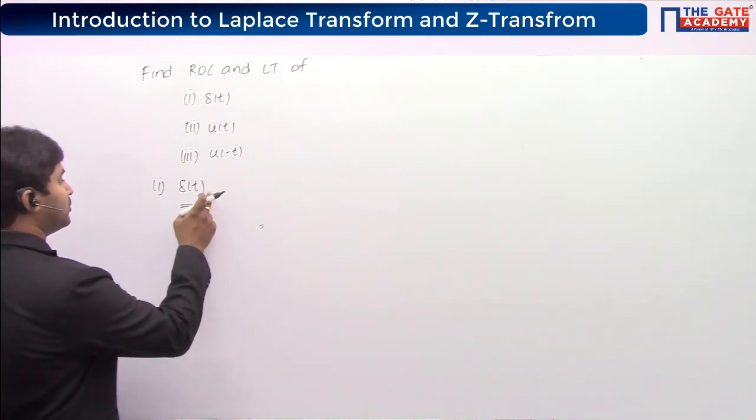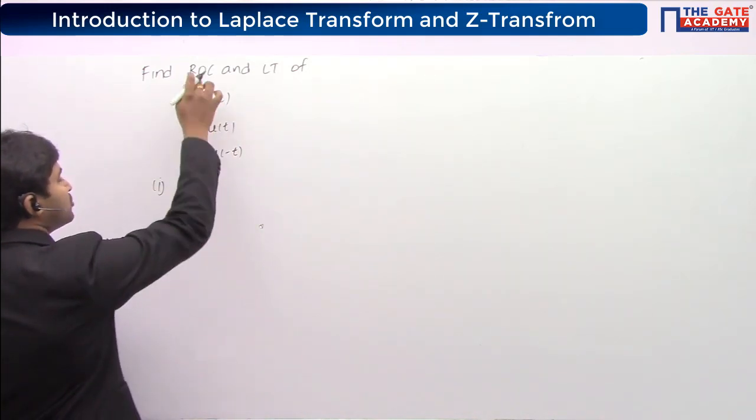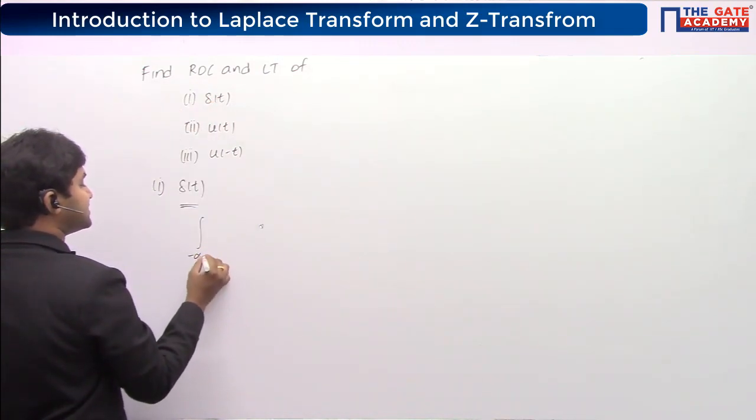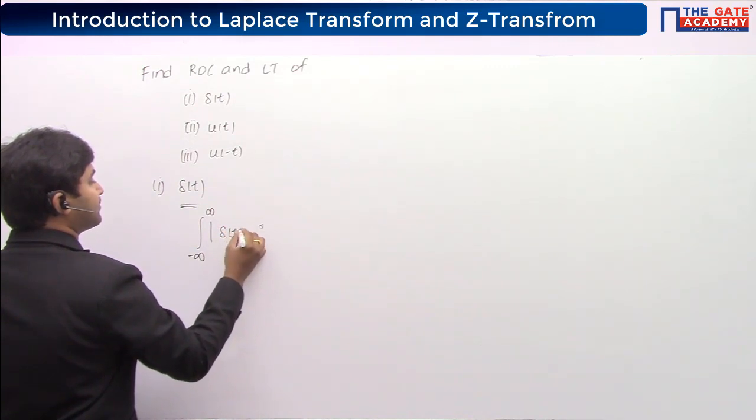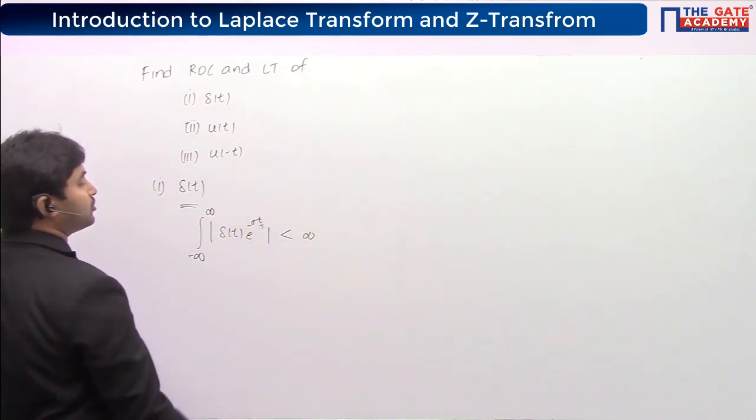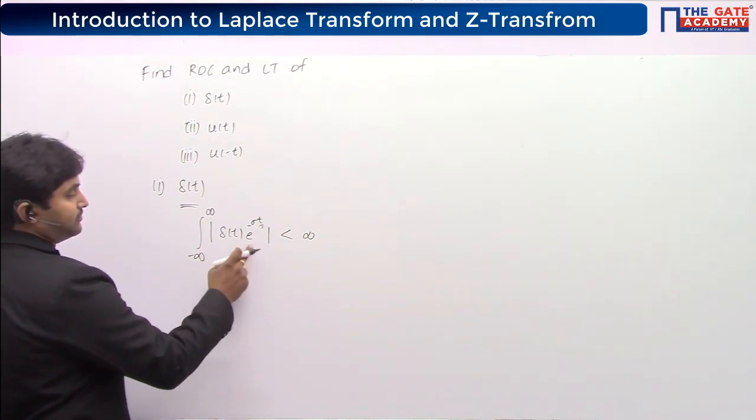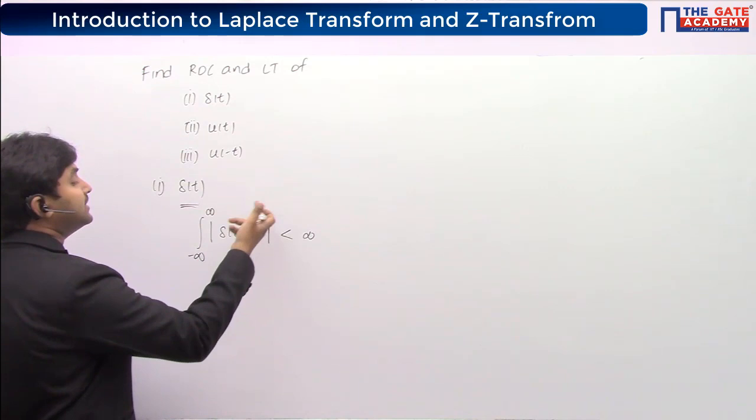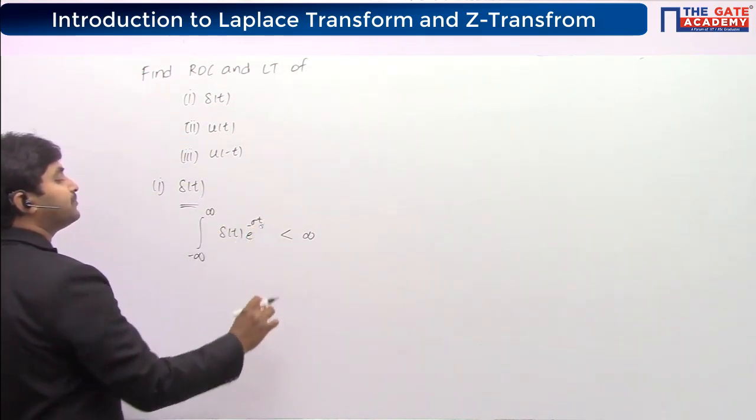When we start with del of t, the very first thing we have to do is check whether it satisfies the existence criteria or not. Mod of del of t e power minus sigma t, whether this is less than infinity or not. This is a positive function: del of t is positive, and e power minus sigma t is also positive. There is no requirement of keeping a mod.